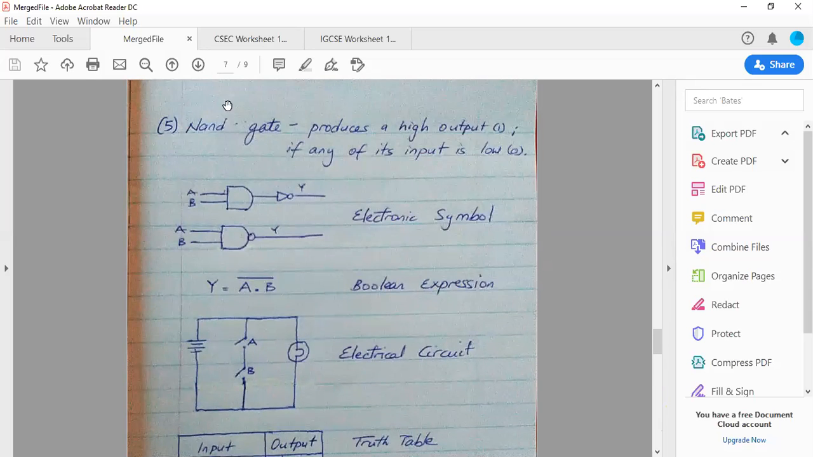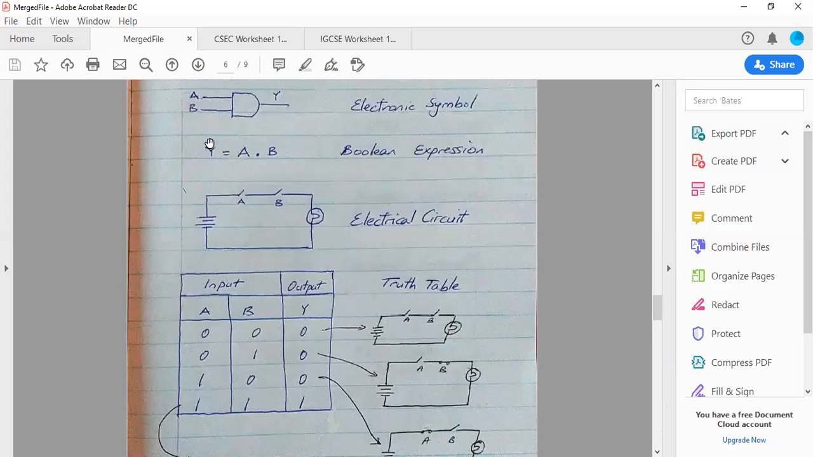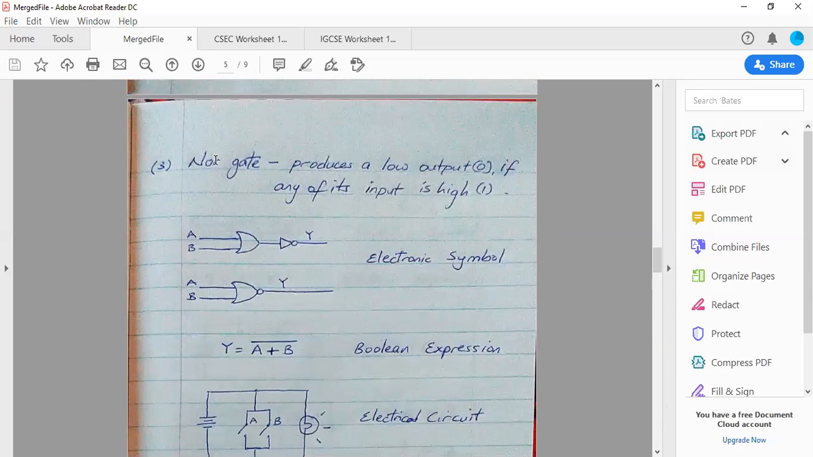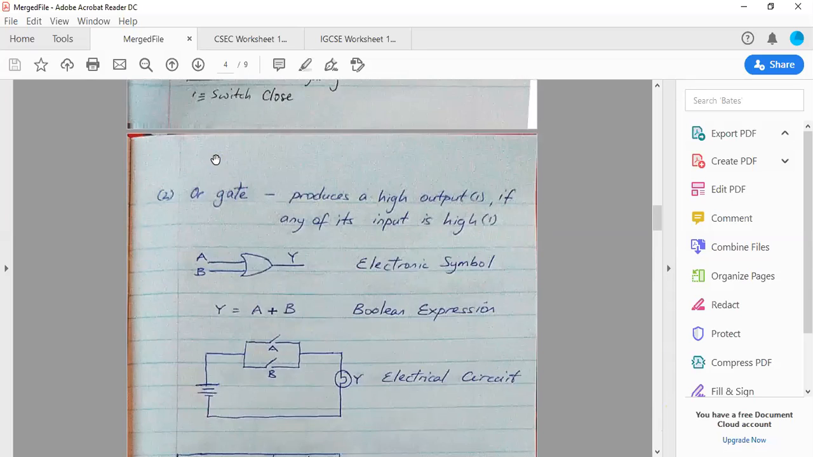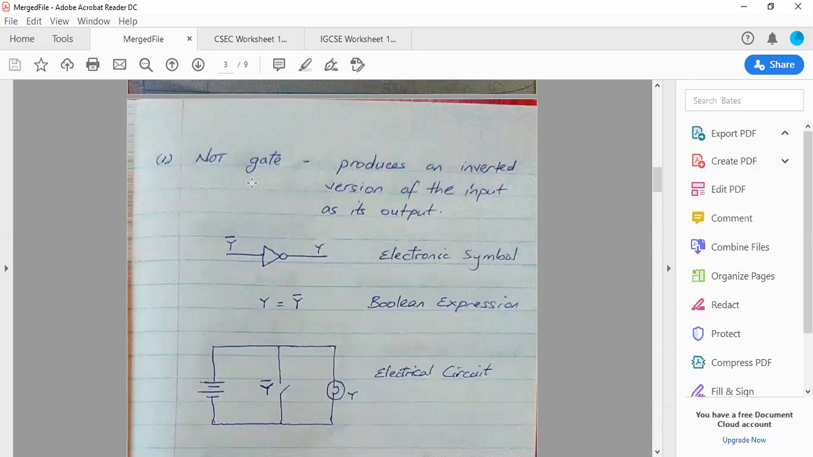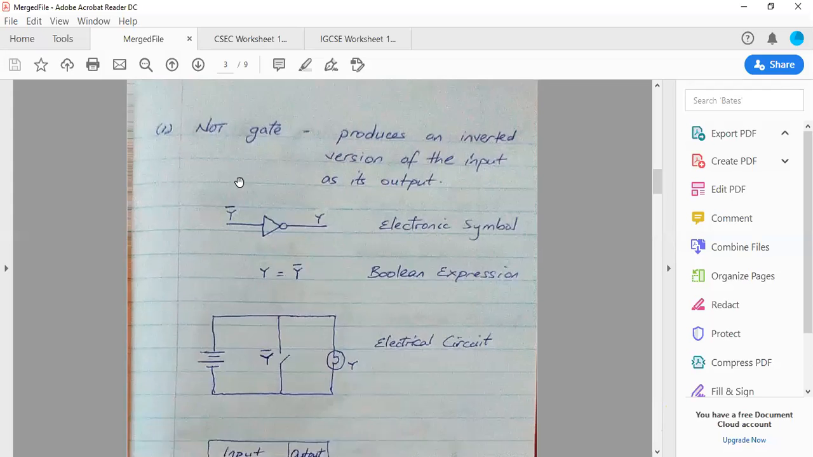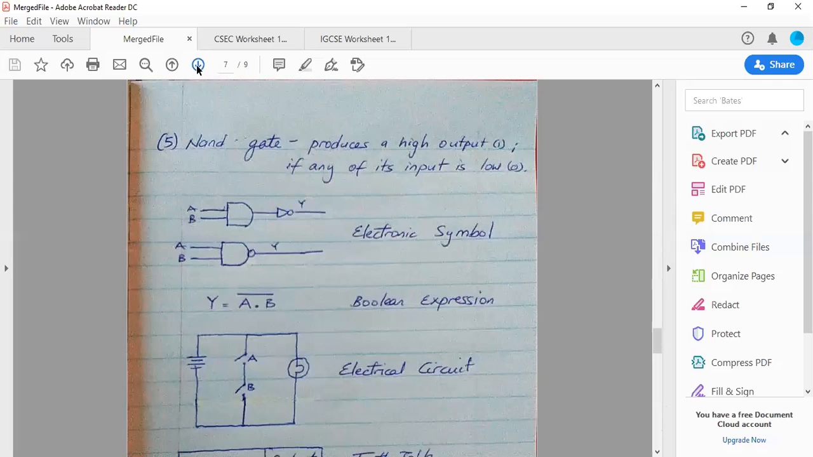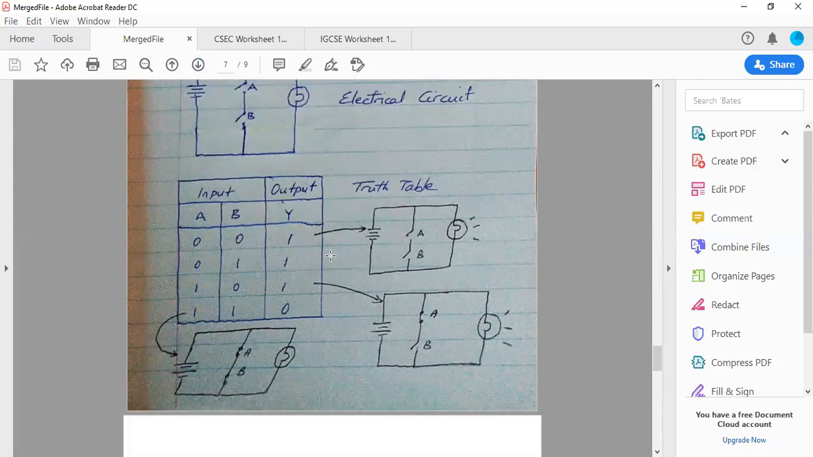To remember, the NAND gate is the opposite of the AND gate. Your NOR gate is the opposite of the OR gate, and your NOT gate basically gives you the opposite of whatever comes in. Those are the 5 basic gates that we need to know in order to create any electronic system.